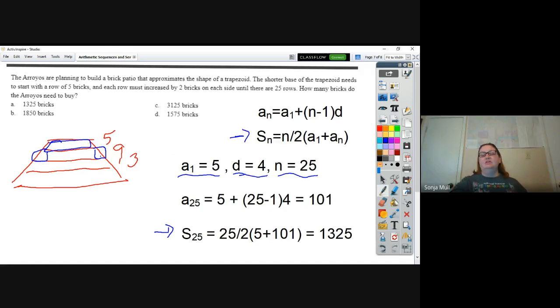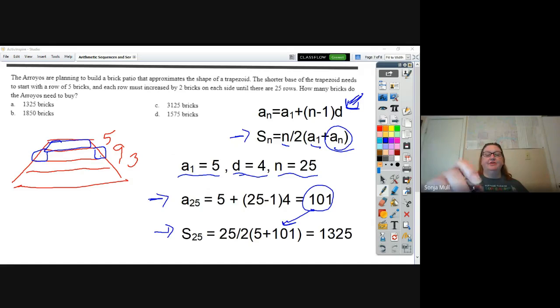If I go through here before I start to see what I need to know, I know n is 25. I know what a sub 1 is, it's 5, but I don't know this, so I've got to find a sub 25. That's what I did first here. Using my a sub n formula, a sub 25 is 5 plus, this is the 25th term, so 25 minus 1 is 24, times my common difference d, which is 4. Plugged in the calculator, I got 101. That was the only thing missing, so I wrote out this formula, and again with the calculator, 1325.